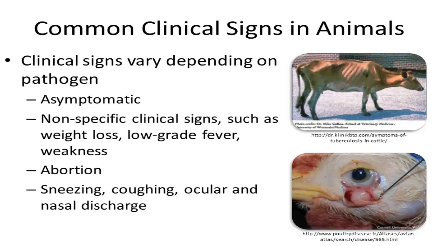The picture on the top right shows an emaciated cow that is ill with tuberculosis. The bottom picture is of a chicken displaying clinical signs of avian influenza. The inside of the eyelid, called the conjunctiva, is congested and has areas of hemorrhage, which gives the conjunctiva a red appearance instead of light pink.